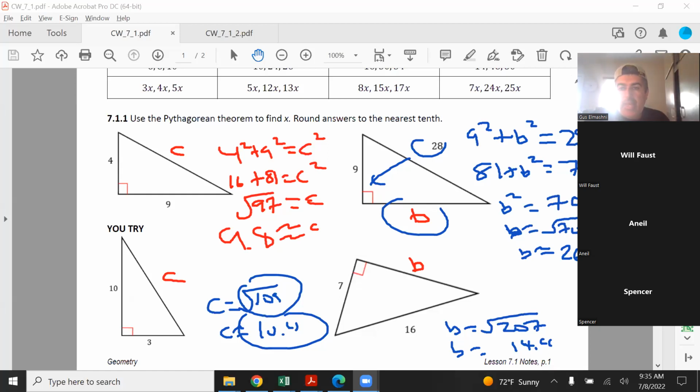Okay, so we're recording again. So here are the answers for the other two. You get root 109 when the legs are 10 and 3, or 10.4 for the hypotenuse. One leg is 7 and hypotenuse 16. You wind up getting root 207 or 14.4 as the other leg for that one.